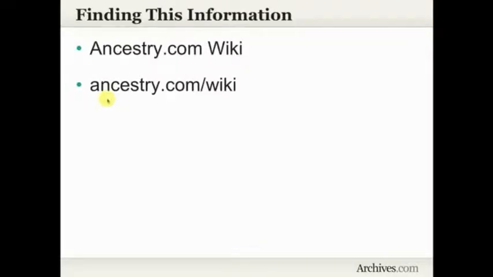So how can I find this information? How can I find out when a county was formed and what counties it was formed from? One of the best places to look is at the Ancestry.com wiki. And it's online, it's a free resource, tremendous amount of information there, and the website is so easy to remember, ancestry.com/wiki.